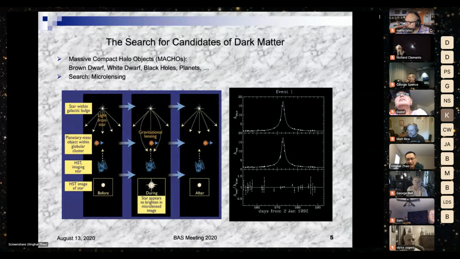We do have lots of examples of that. But if you measure the event rate, how many events we have for this kind of microlensing phenomenon, whether for brown dwarfs, white dwarfs, black holes, or planets, we don't have a high enough event rate to prove they are so common, so everywhere, that these massive compact halo objects can account for the mass of dark matter. So this is one candidate, but it is a small player. It cannot be the major part of the dark matter.